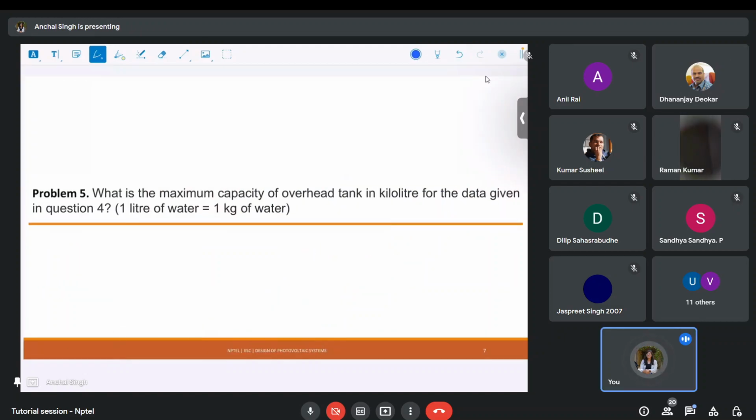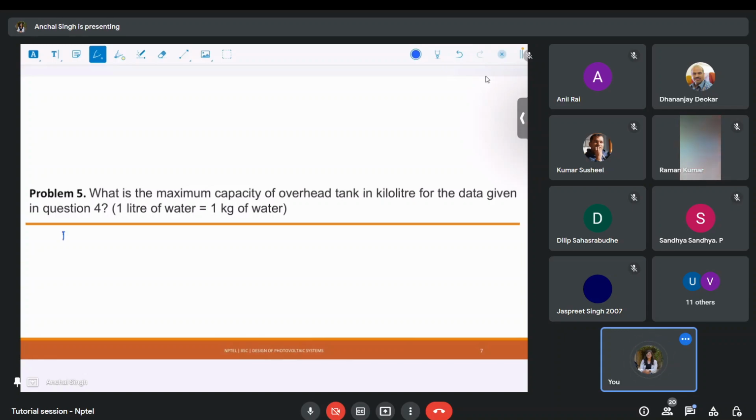Now, in the fifth part of this question, what is the maximum capacity of the overhead tank in kiloliters for the data given in question number 4? And they're telling us to assume 1 liter of water to be equivalent to 1 kg of water. Now, we know that energy in the tank is equal to mgh, where m is the mass, g is the acceleration due to gravity, and h is the height. We know that this energy is 40.803 megajoules, right?